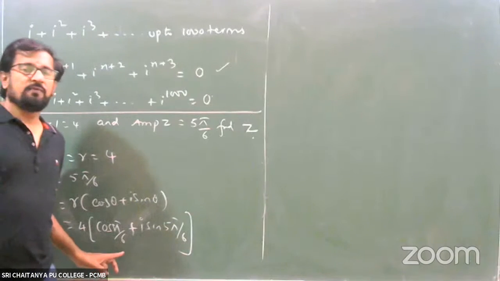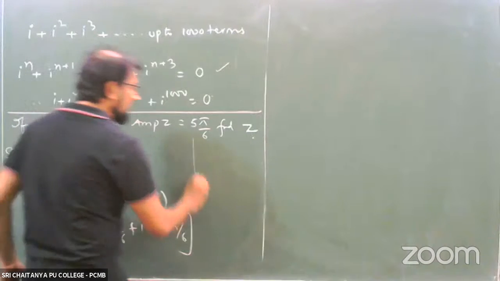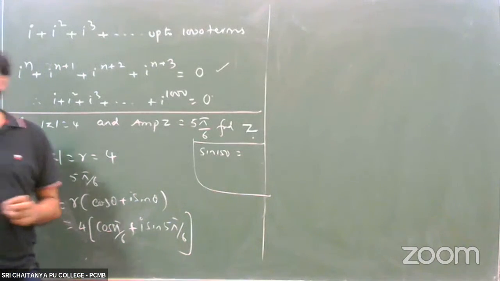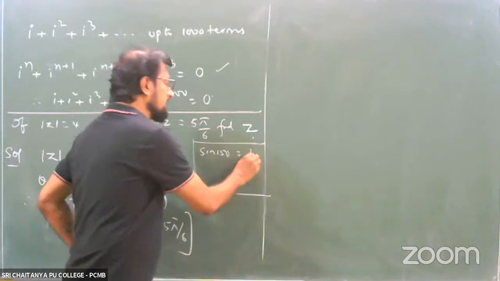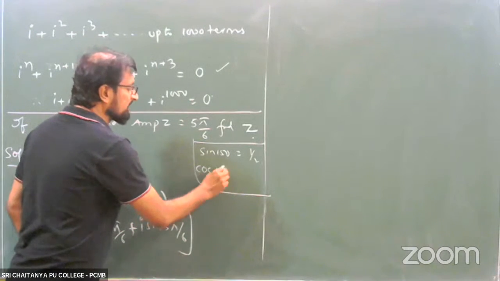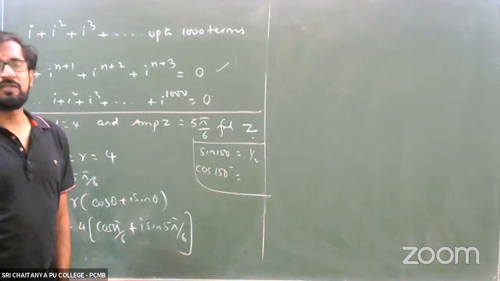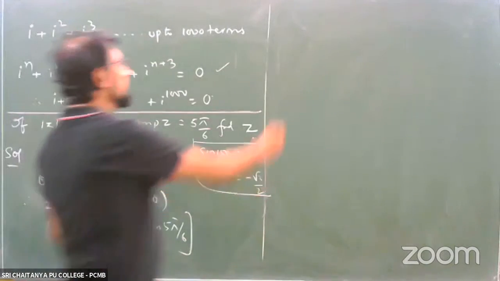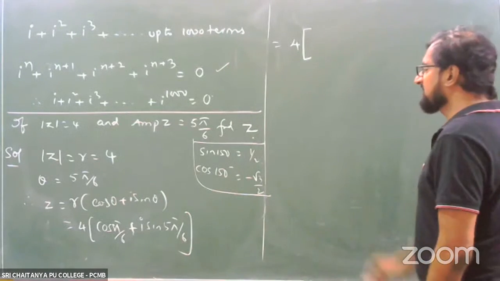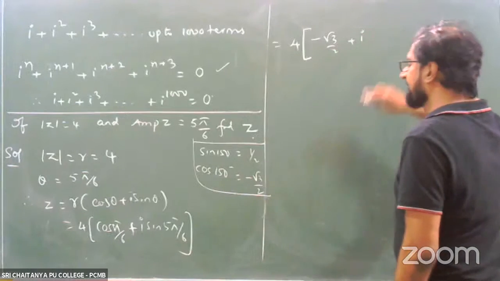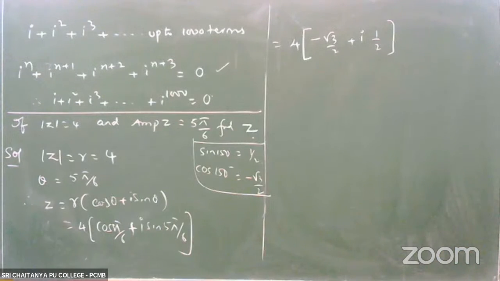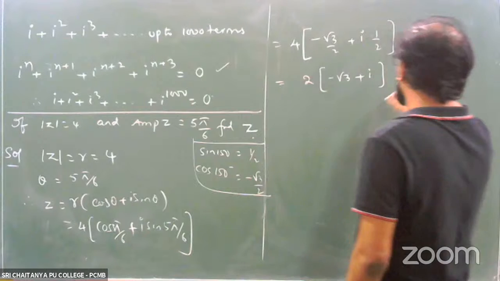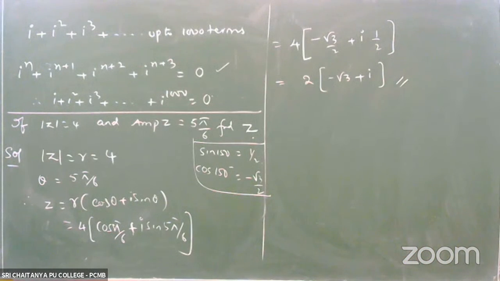5 pi by 6 means 150 degrees. Now sin 150 degrees is equal to sin of 90 plus 60, which is cos 60, equal to 1 by 2. And cos 150 degrees is equal to cos of 90 plus 60, which is minus sin 60, equal to minus root 3 by 2. Now 4 into cos 5 pi by 6 plus i sin 5 pi by 6 is equal to 4 into minus root 3 by 2 plus i into 1 by 2. Taking LCM, we get 2 into minus root 3 plus i. This is the required complex number.